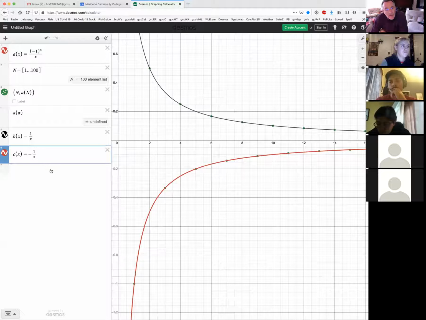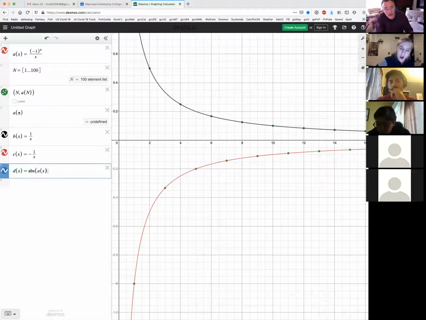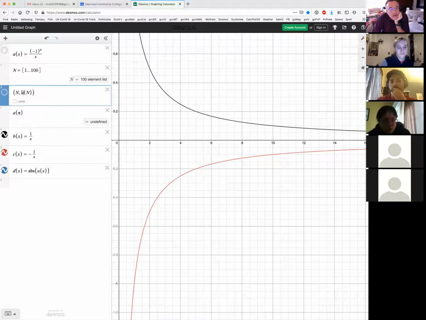The other thing that we could do is graph d of x is equal to the absolute value of a of x, yeah? We could just take all of the dots. I've got to turn some things off so you can see them. Okay, where are my dots? Oh, I didn't graph them. Now I need to graph the dots. So the dots are now in D, yeah?